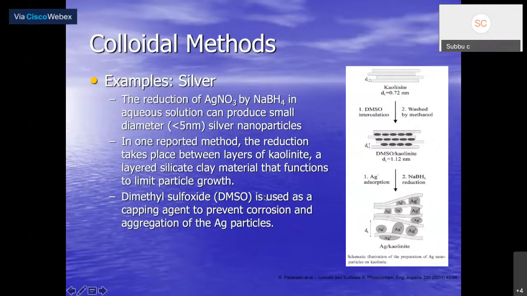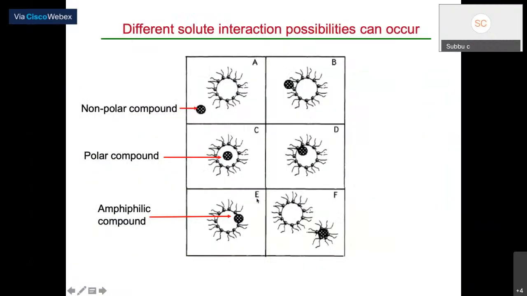This is very simple to understand with respect to some famous method called the polyol method. That means the reduction of silver nitrate by sodium borohydride can actually give you a very, very small particle. In one reported method, the reduction takes place in the presence of layers of some kind of clay. Then you start seeing that the clay particles will control the shape of your silver. Now instead of forming a simple spherical nanoparticle, it actually forms some kind of a prismatic particle.